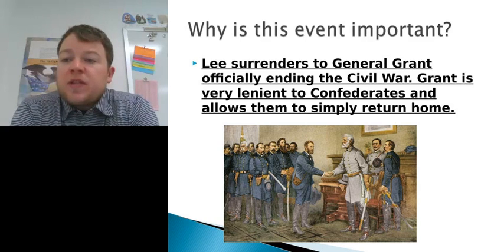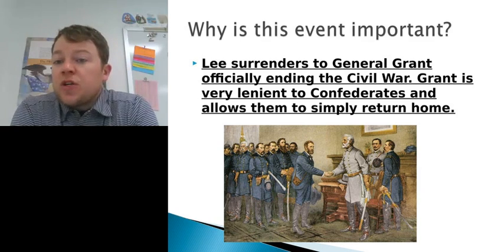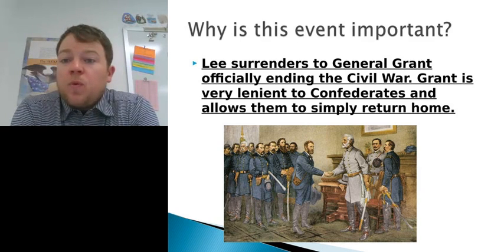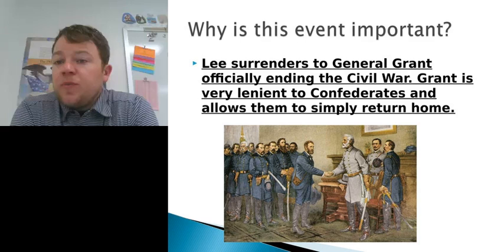And this was the first step into what is going to be called Reconstruction later, with Lincoln's idea of what Reconstruction should be, to bring the South in as easily as possible.